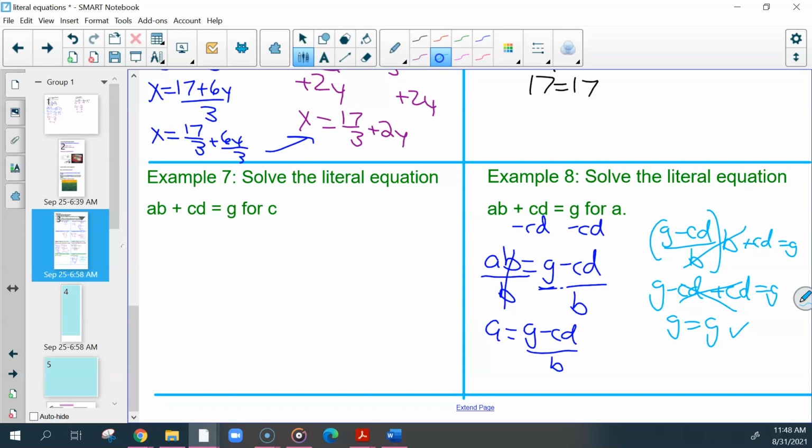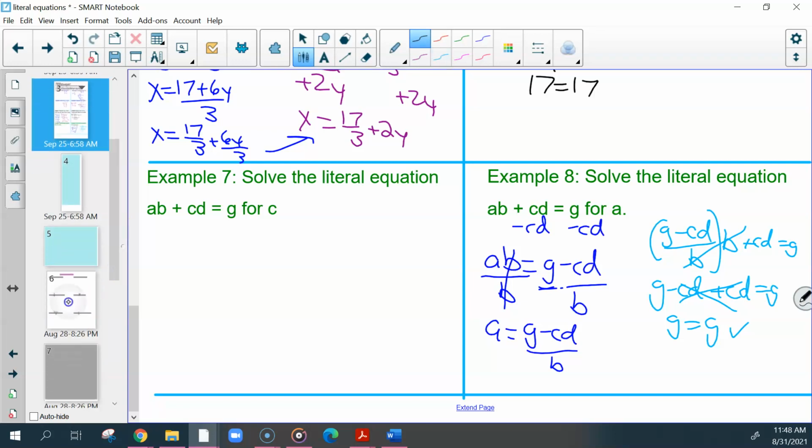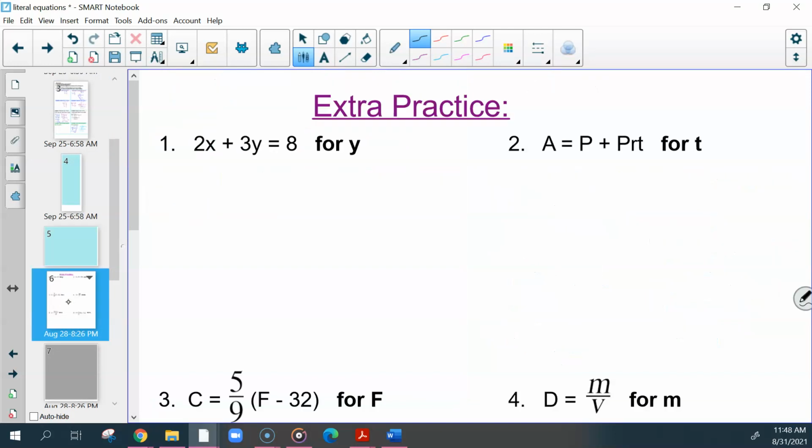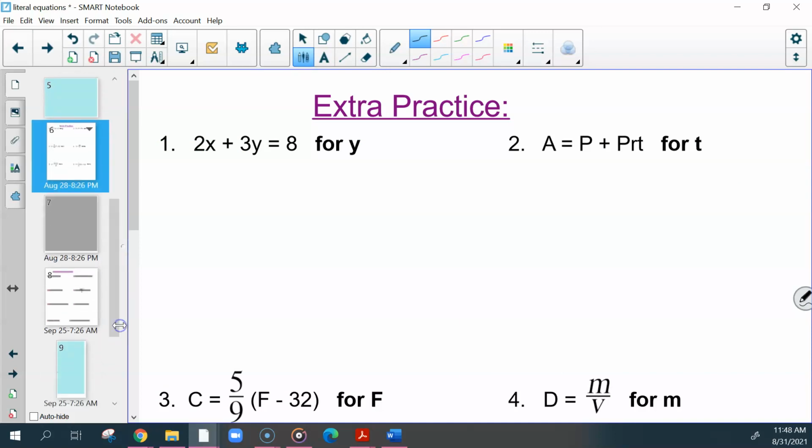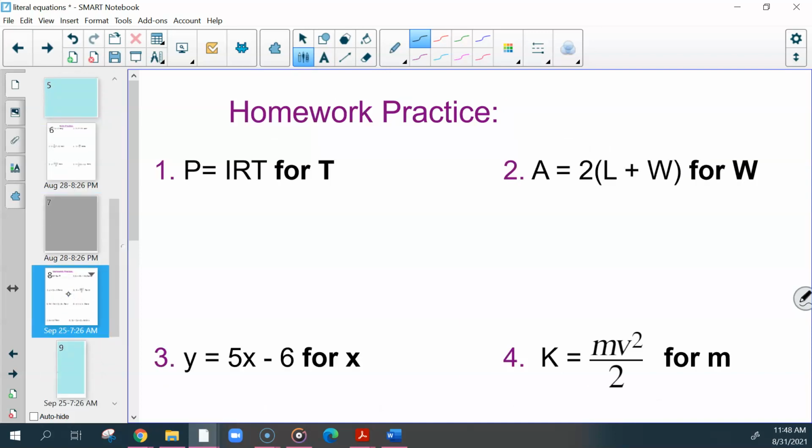For the remainder of class, you guys have a few different things that you can be working on. You can go back and do the other examples on this page if you so choose. There is a practice page. You can work through those. On the back of that, it says homework practice. It's not homework, but it is additional practice.